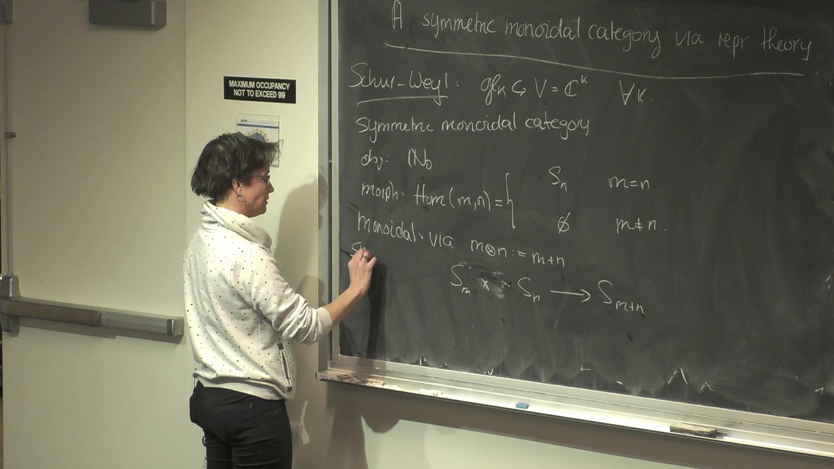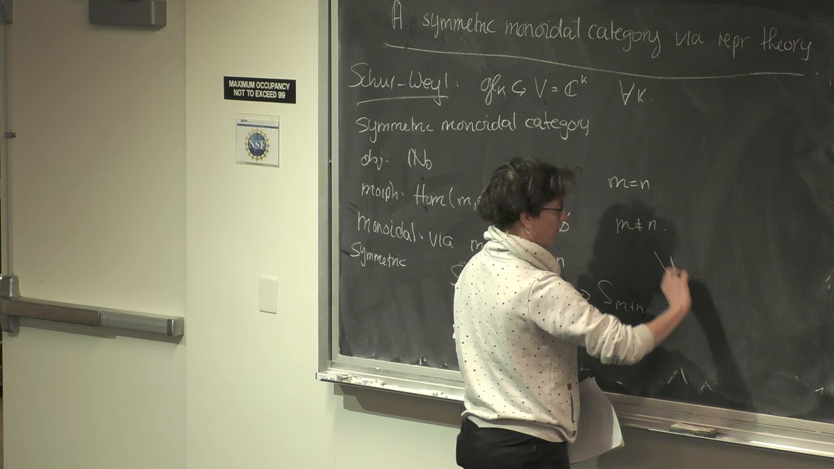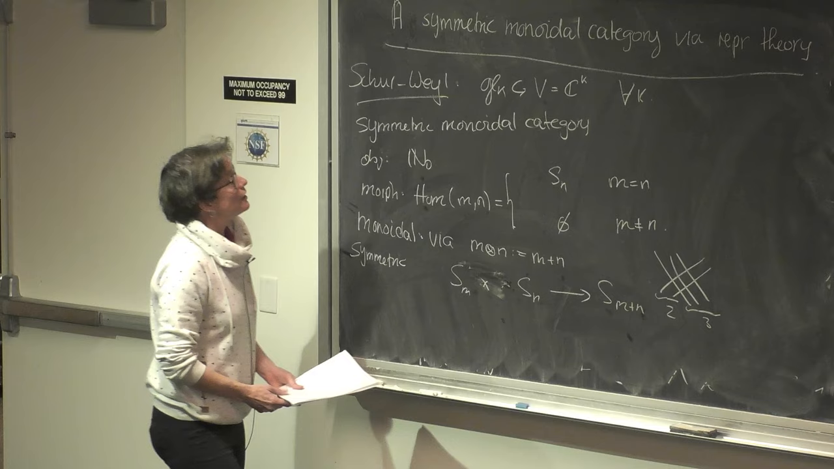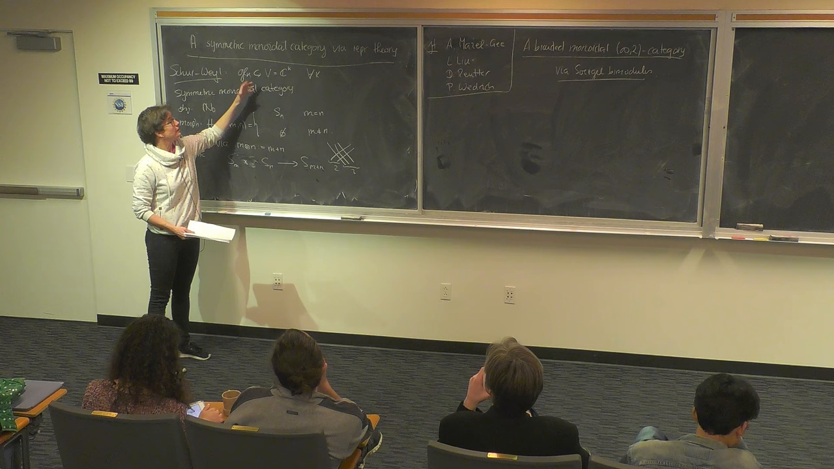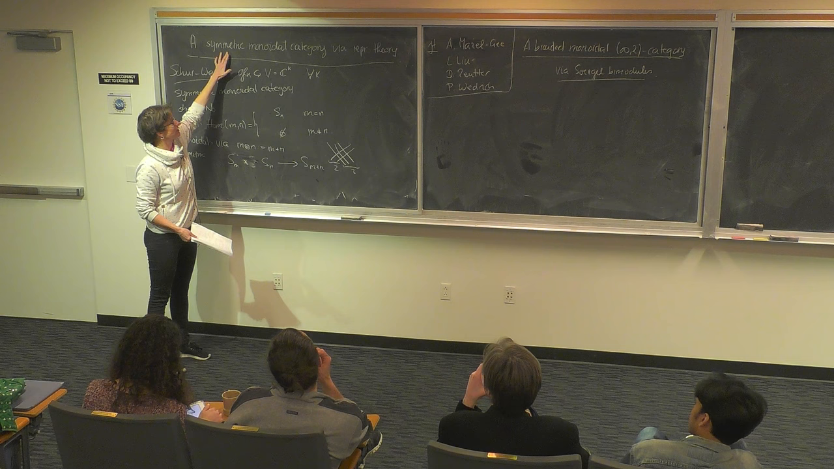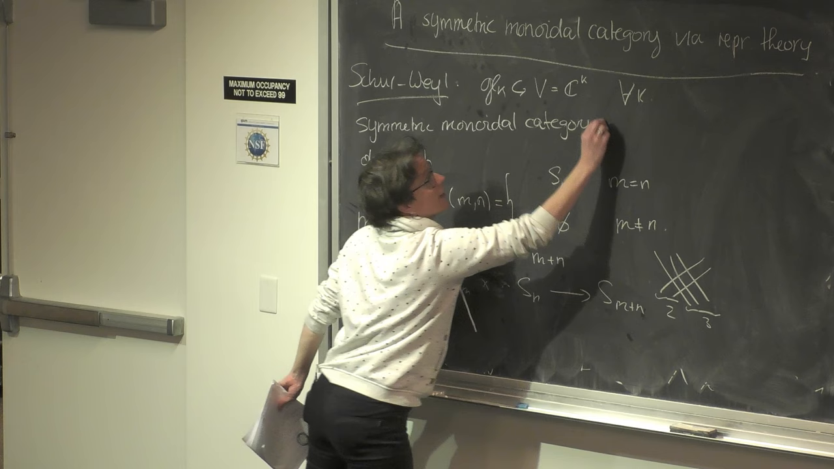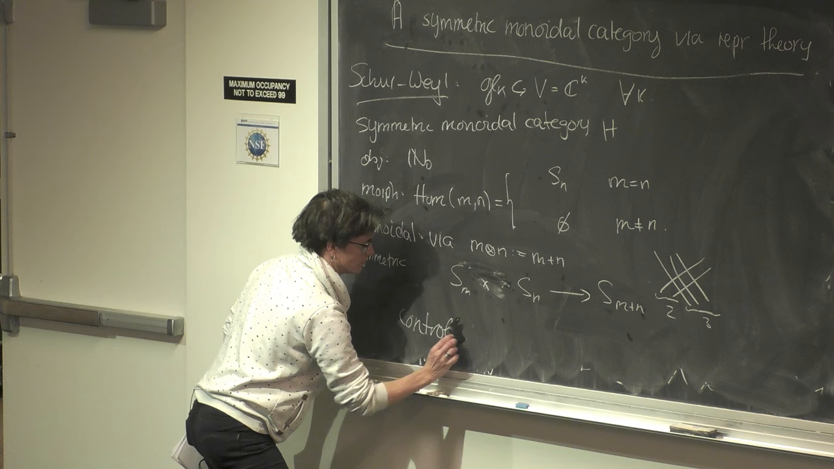And if you want, you can draw a picture. So this is the braiding from two elements and three elements, for instance. But if people want to study this kind of Schur-Weyl duality, they want to not be in a symmetric case. When one studied, for instance, finding invariants of links or knots or tangles, of course we would like to pop this up, and we want to have instead a category H which controls all type A quantum invariants.